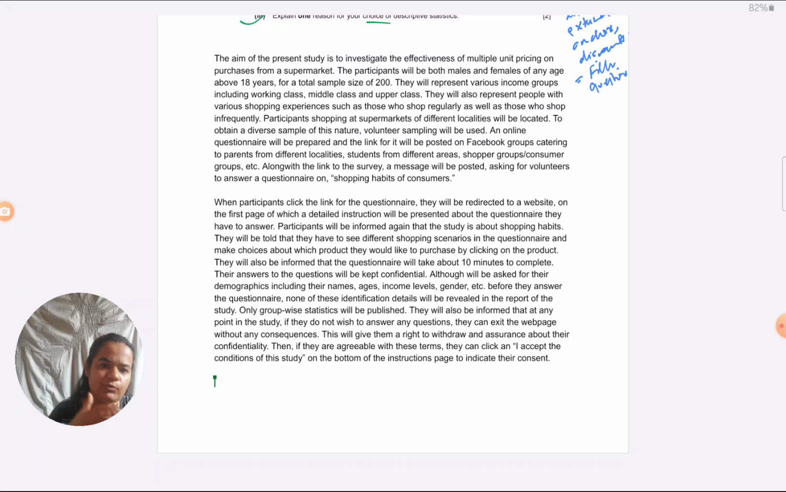Also, to keep the flow going of the procedure of the study, I mentioned that they have to submit the informed consent form. Then I'll just mention once a participant clicks on the acceptance button, they will fill out their demographics on the next page.